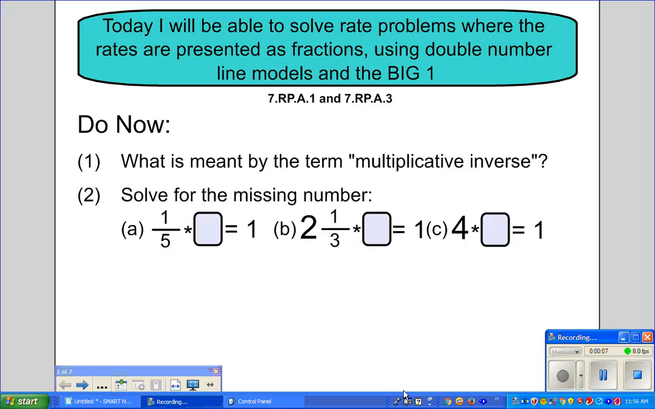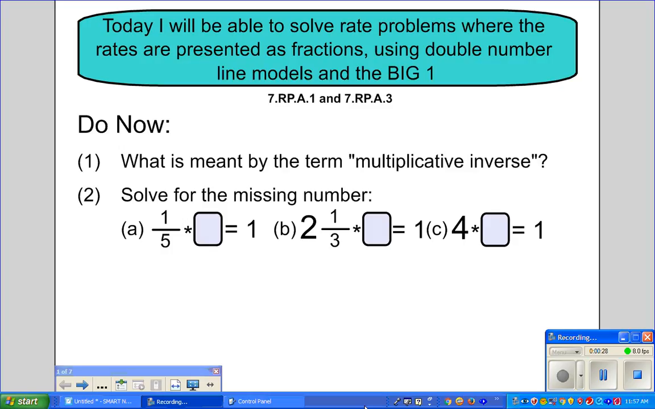Our learning objective today is that I will be able to solve rate problems where the rates are presented as fractions using double number line models and the big one. The national standards that we're going to be focusing on, the Common Core standards, specifically the 7th grade standards related to rates and proportional reasoning, 7.RP.A.1 and 7.RP.A.3.